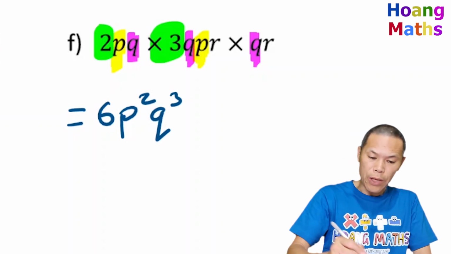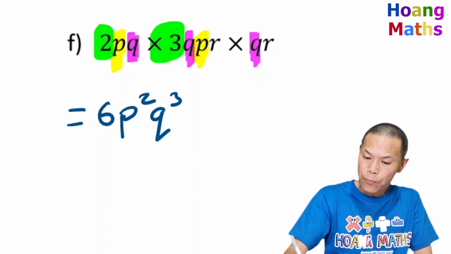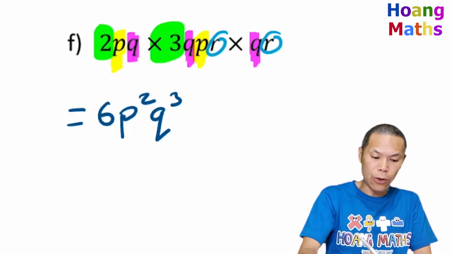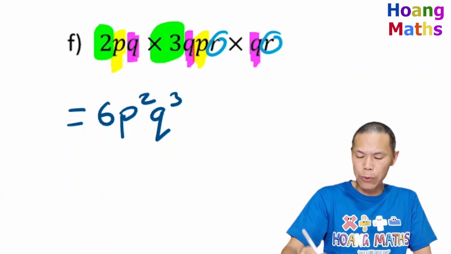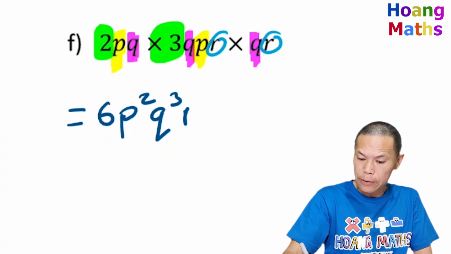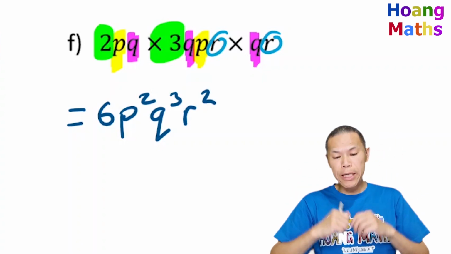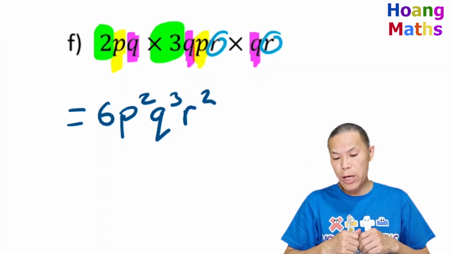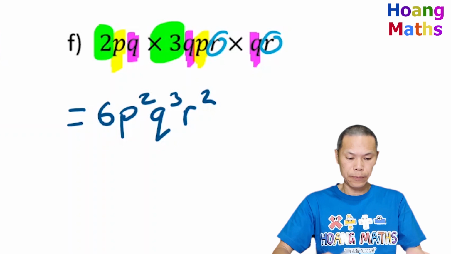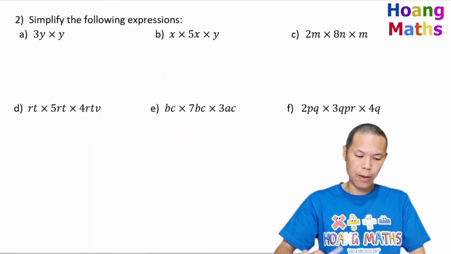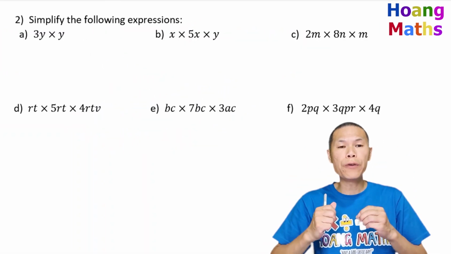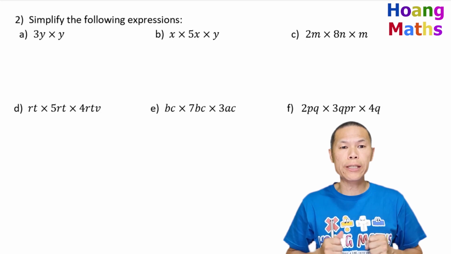So keep that in mind. And then we have R, we times another R. So R times R will give me R squared. So 6p squared, Q to the power of 3, and then R squared. Please pause the video and try this one yourself.